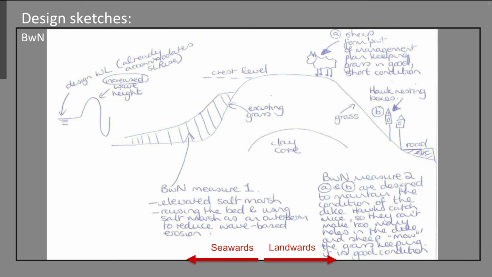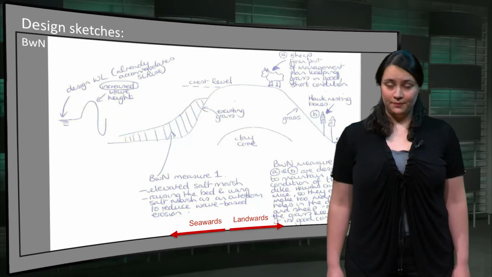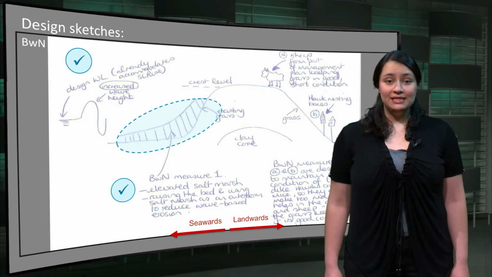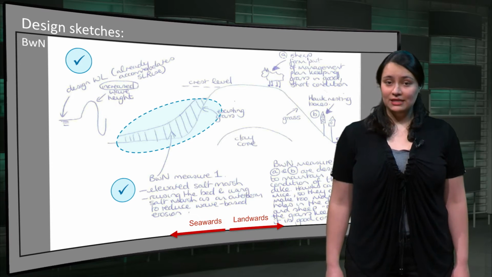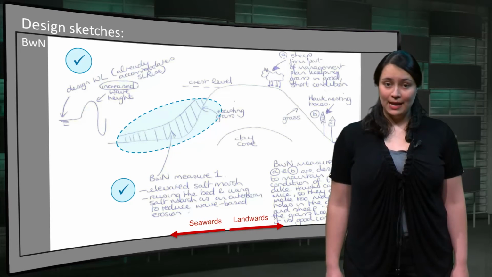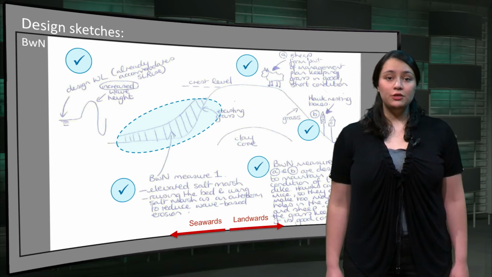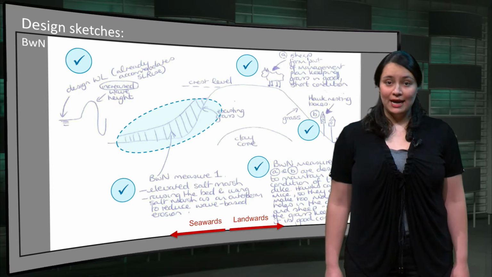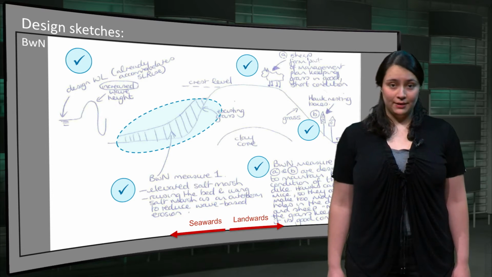Let's have a look at another sketch. We can see that in this solution, 2 Building with Nature measures are clearly specified. Measure 1 consists in raising the bed and using salt marsh as an outer berm to reduce wave-based erosion. Measure 2 considers populations of sheep and hogs as part of the management plan for the dike.